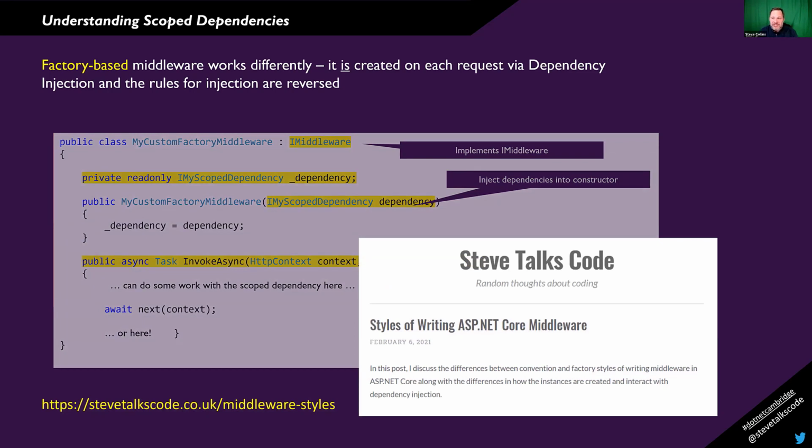If you're finding it interesting and want to find out a bit more about convention versus factory-based middleware and how they work with dependency injection, I have a blog post that goes into more detailed comparison and describes how the two interact differently with the underlying Use method on the ApplicationBuilder class, which is the thing that actually does the building of the pipeline for you.